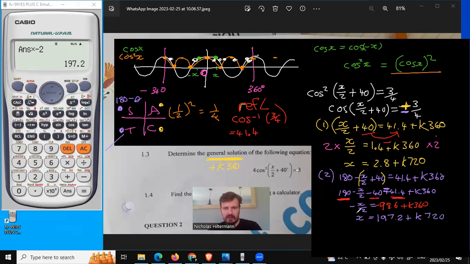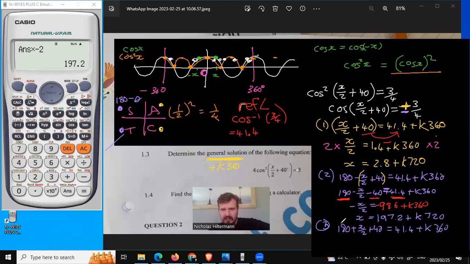Okay, then I do this third quadrant, which is where it's 180 plus. And so I get 180 plus x over 2 plus 40. Now I should really put this in brackets for consistency. But it's fine because it's not going to be affected, because plus 40 doesn't change. I put a plus there. Equals 41.4 plus K360.